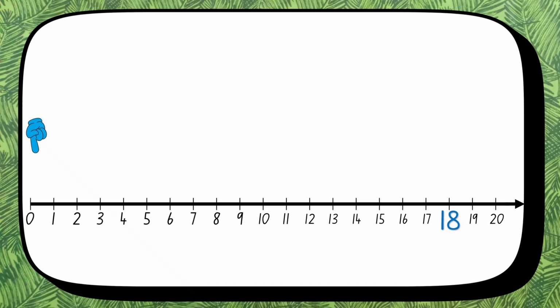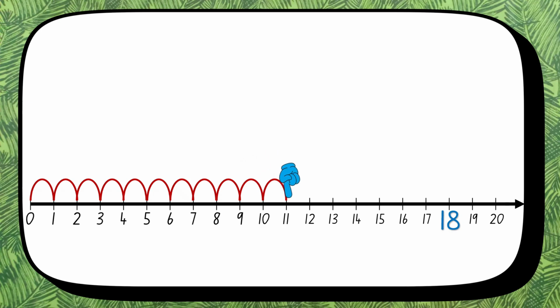All right, let's start from 0 and count to 18. Point along with your finger. Ready? 0, 1, 2, 3, 4, 5, 6, 7, 8, 9, 10, 11, 12, 13, 14, 15, 16, 17, 18.